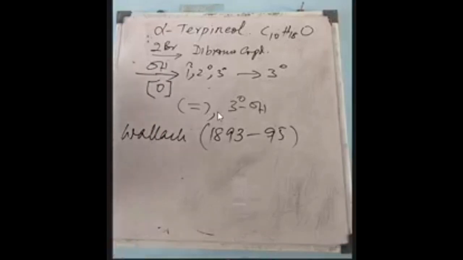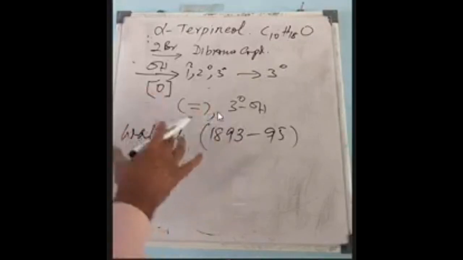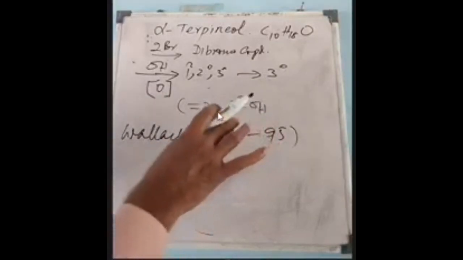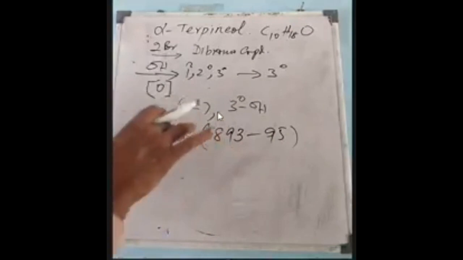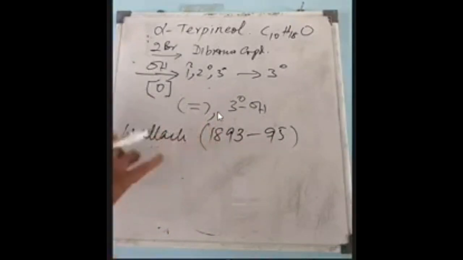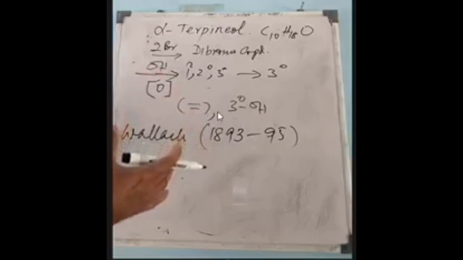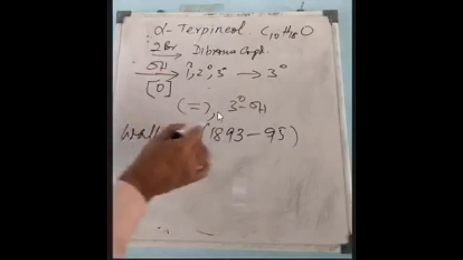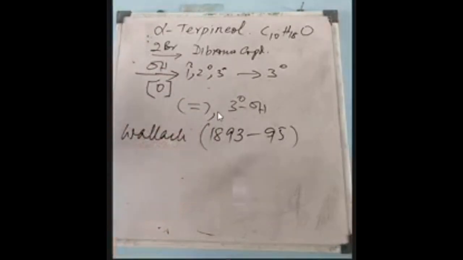Oxidative degradation is one of the types of reactions. When oxidative degradation is carried out, different fragments are obtained. By studying the structures of those fragments, we can say which compound or which group is lying at which position. So when he published the work, in his work he proposed one scheme.